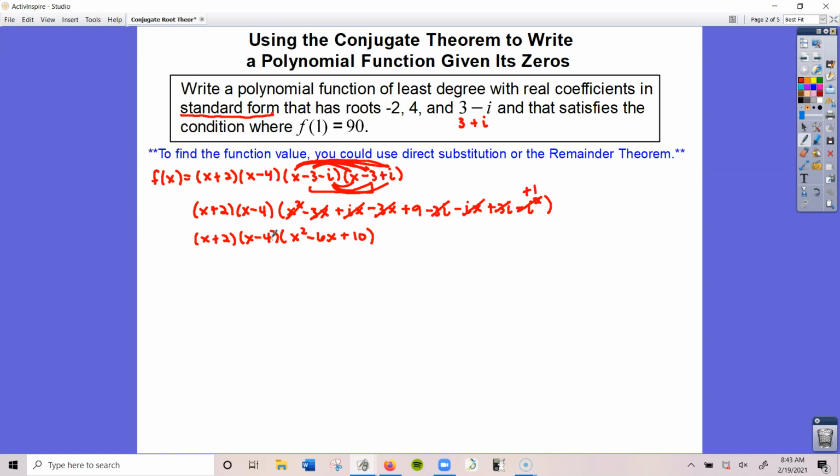Now I'm going to multiply these two together. So we would get x squared minus 4x plus 2x, minus 8. Let me fix that.